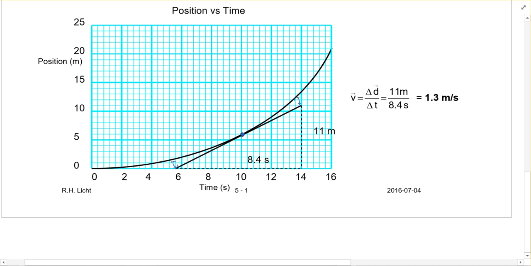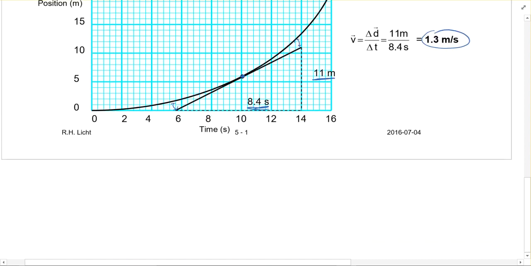And then just like we did in lesson 3, you just figure out the slopes. So we have a rise of 11 meters there. We have a run of 8.4 seconds. So if you go rise over run, or distance over time, we get 1.3 meters per second. That's the instantaneous velocity at that point.